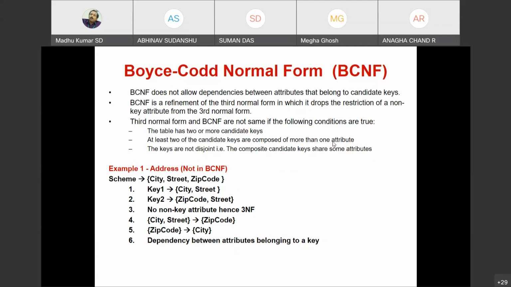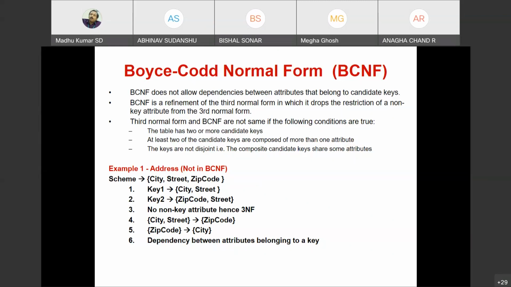Is there any redundancy present in this particular table where you have city, street and zip code? This is actually third normal form. Are there any redundancy, Vishal? Yes, sir. What is the redundancy?